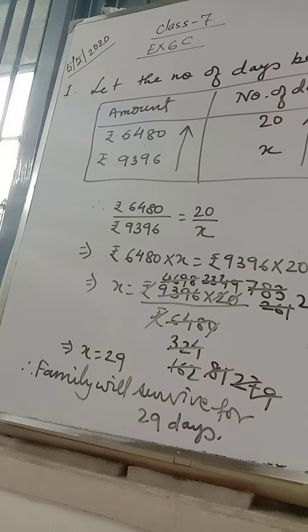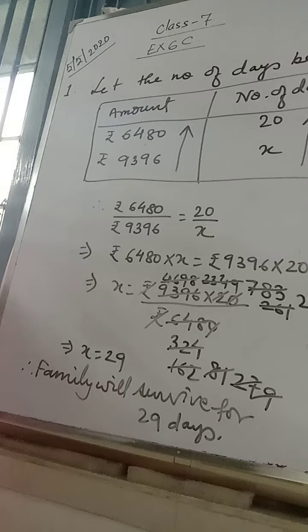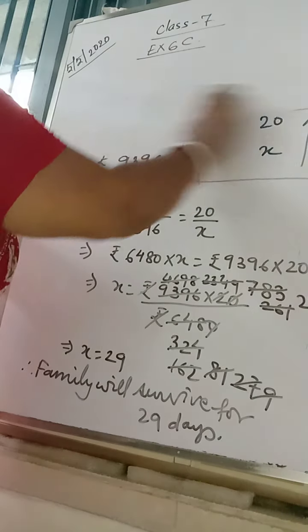Now look at question number 2. Here the question says a typist types 90 words per minute. How many words can she type in 5 hours? So time is increasing, so the number of words also will be increasing. This is also a direct variation. Let the number of words she types in 5 hours be X.